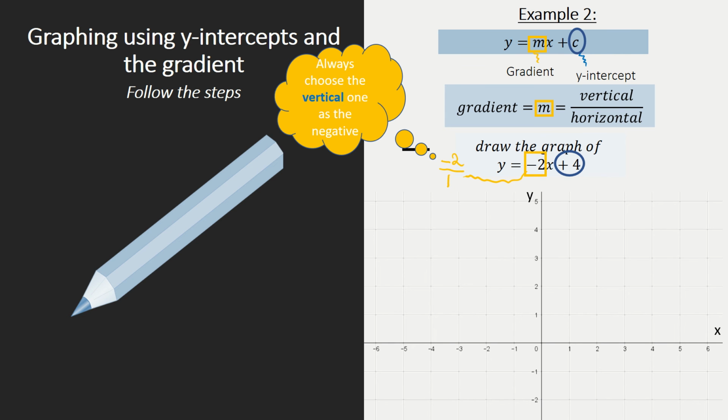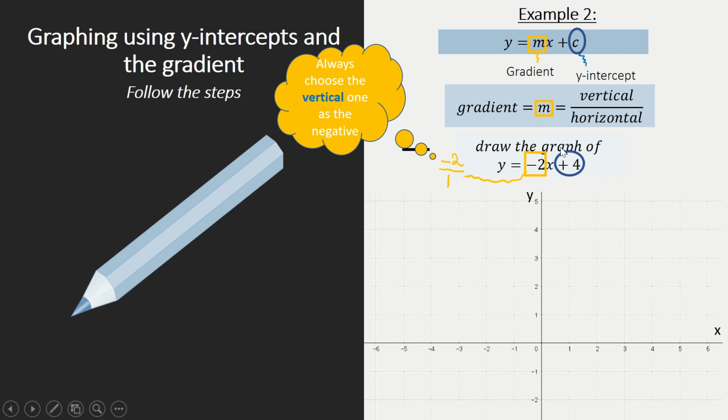Always choose the vertical one as the negative. So I've put in my vertical, the vertical steps are negative. So always choose the horizontal steps as positive. So always to that side. Alright, so this was called vertical. And this is our horizontal.